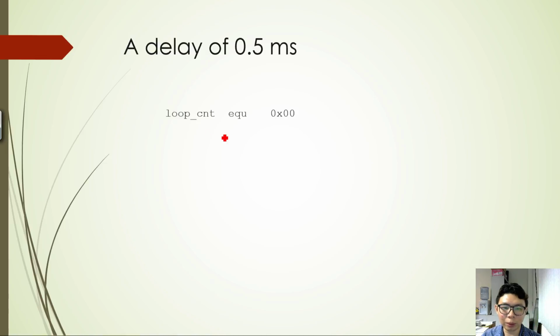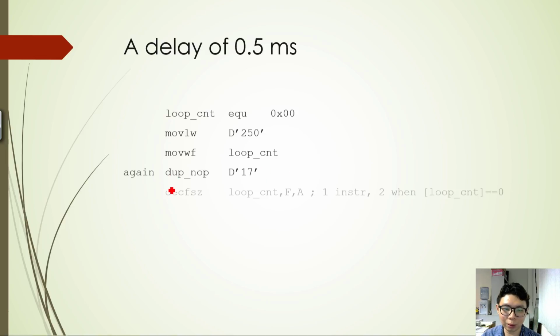As usual, we have a loop count. We move 250 into the working register and we move it into the loop count, and we have that block of code which says dupe nop 17, decrement loop count, and branch again. What we have done here is decrease loop count until it's 0. Loop count has a value of 250 initially, and it decreases until it reaches 0. This is how we execute this piece of code 250 times. So we have created a program that does nothing for 0.5 milliseconds.